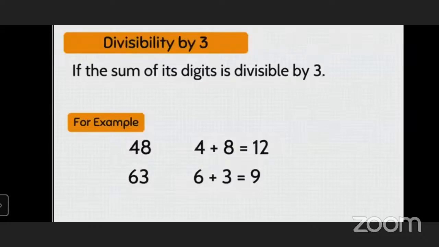No, sir, 14 is not divisible by 3, because 1 plus 4 is 5, and 5 does not come in the table of 3. Okay, 42. 4 plus 2 is 6, and 6 is in the table of 3. Very good. Now you better understand how to find out whether a number is divisible by 3.